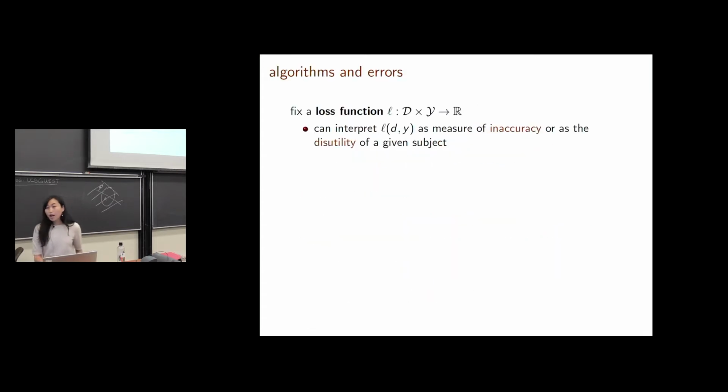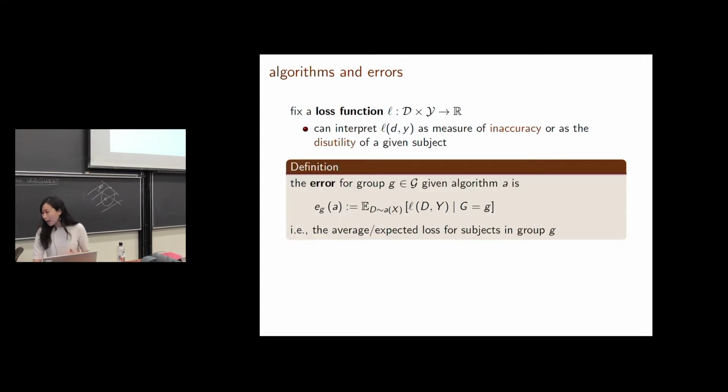All right, now to evaluate the algorithm and its errors, we're going to fix a primitive loss function. A loss function is going to be any map from the decision taken for the individual and their true type, Y, into a number. You can think about that either as the inaccuracy of that decision or as the disutility experienced by that subject. And then we're going to aggregate these losses within the different predefined groups.